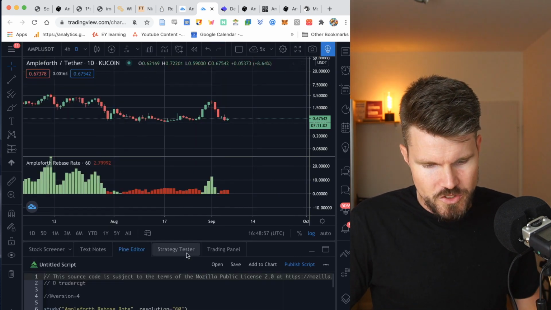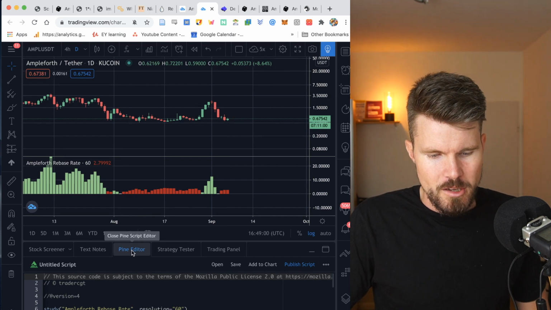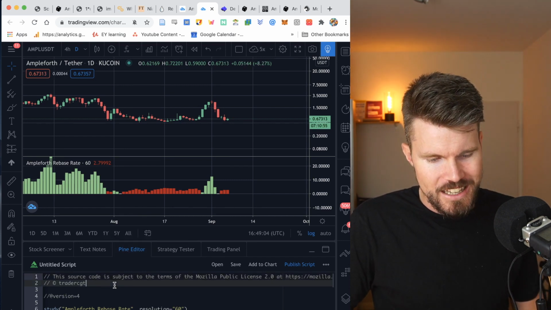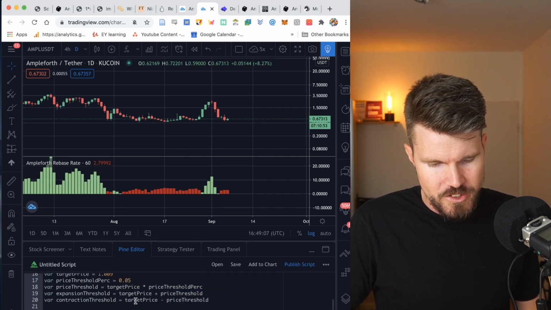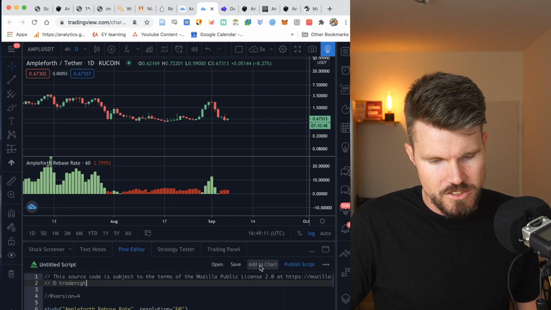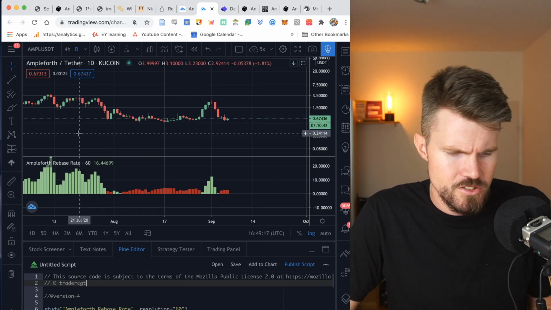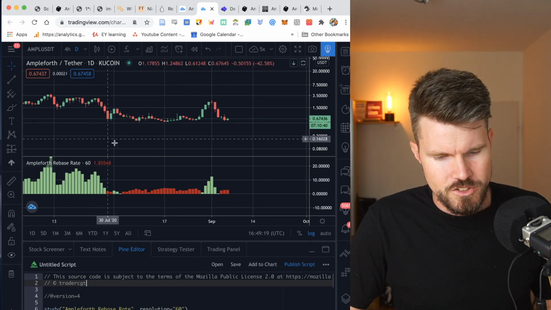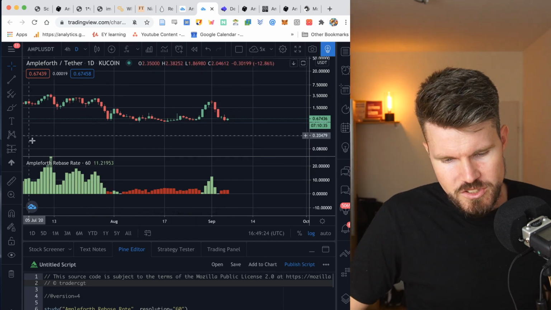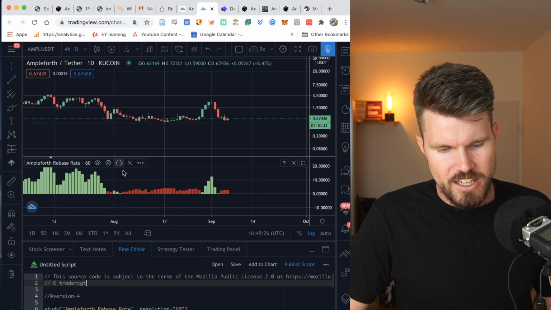And then what you want to do is scroll down and click on Pine Editor. This will now open up this editor window, and here you paste in the previously copied code. And then you can just click on Add to Chart, because with a free account, you're only limited to 3 indicators. So make sure you've got less than 3 indicators. Then when you've clicked on Add to Chart, you see the AMPLEFORTH rebase rate on your chart.